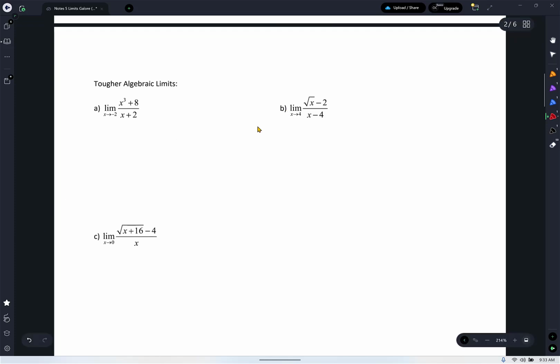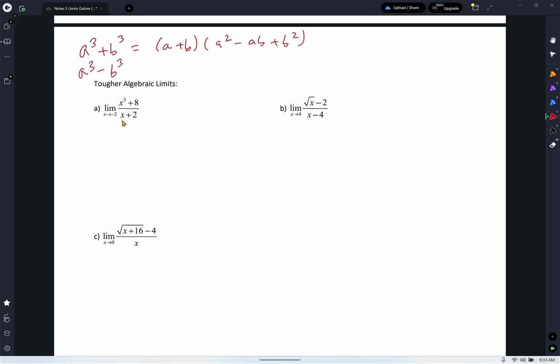You'll get a few tougher ones. We're not trying to trick you. I just want to make sure you can do them. Sum of cubes, difference of cubes. Do we know those formulas? The AP exam will not give you formulas, so you have to know most of them, guys. That's the sum of cubes. Here's the difference of cubes.